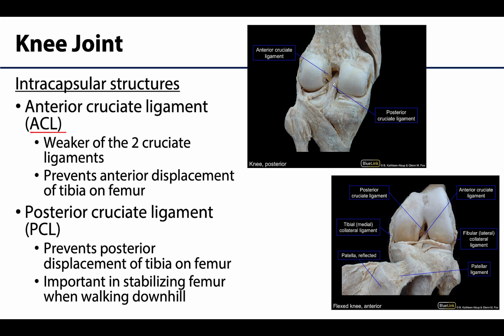The posterior cruciate ligament is kind of doing the opposite of the ACL, but a little bit better in that it is less frequently damaged. It is a bit stronger of a ligament. It is very important in terms of stabilizing the femur when walking downhill or, say, walking downstairs. It's going to play an important role there. So, whereas the ACL would prevent anterior displacement of the tibia on the femur, the PCL will prevent posterior displacement of the tibia on the femur.